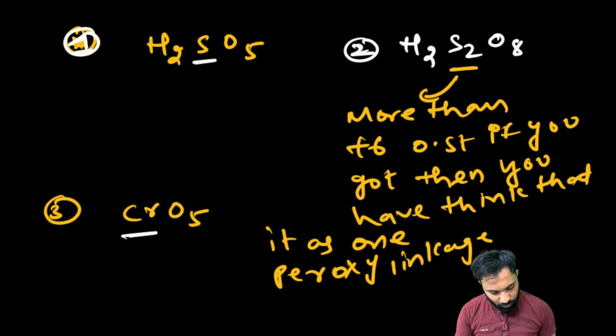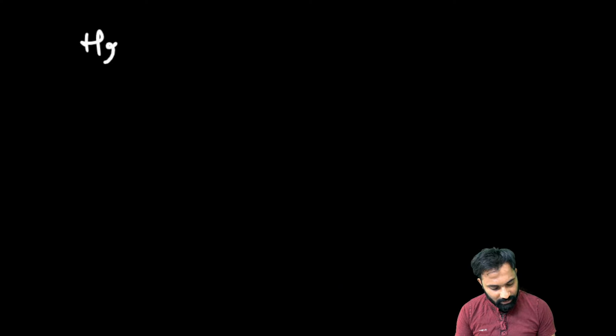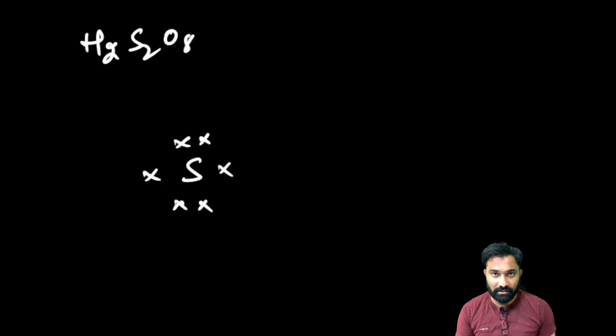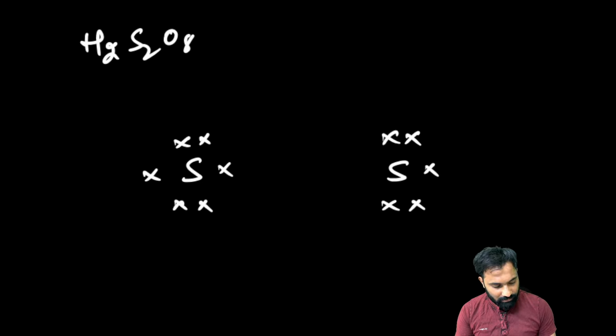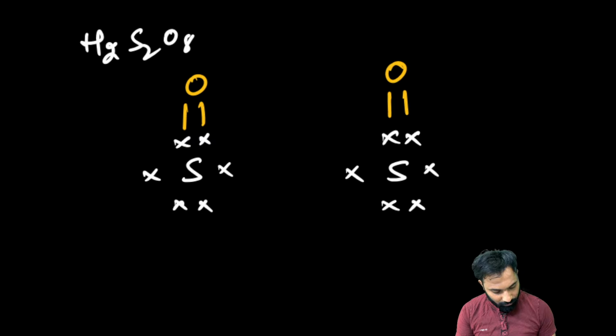Now the H2S2O8 structure will be: here, how many oxygens are we having? 8, right? Sulfur valence electrons are 6, and the other sulfur valence electrons are also 6. Done. Now here, how many oxygens are we having? 8. Then one double-bonded O here, one double-bonded O here, one double-bonded O, one double-bonded O, right?